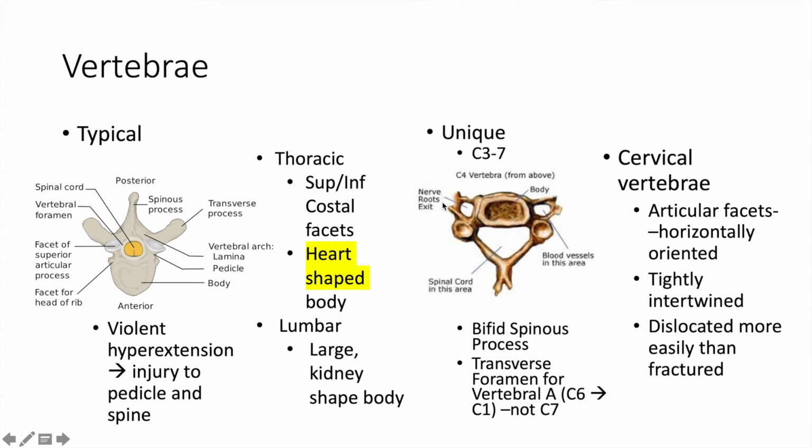So what is our vertebral artery? Well, don't worry about that yet. Just know that it travels here. Where it actually travels is it goes up into our brain to give our brain blood. This only goes up from C6 up to C1. It does not happen at C7. That's important to know. The cervical vertebrae, the facets are horizontally oriented and tightly intertwined, and they more easily dislocate than they do fracture.